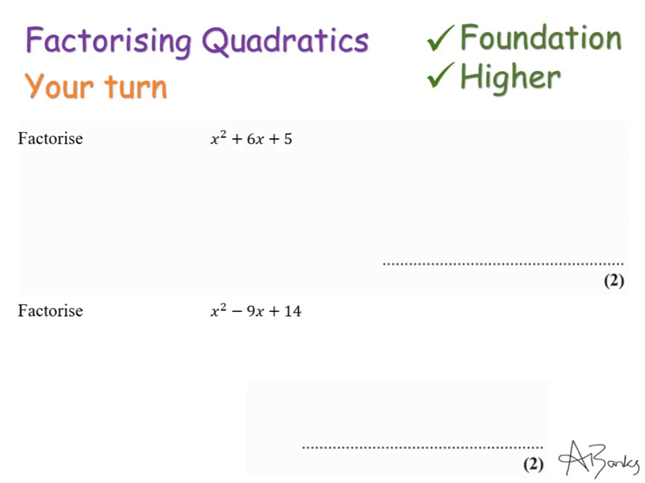Here are two examples for you to try. The first one is a more simple one because I just have positives here and here, so it's slightly easier. This one's slightly more complex because I've got a negative and a positive. Pause the video and unpause when you're ready to see the solutions.